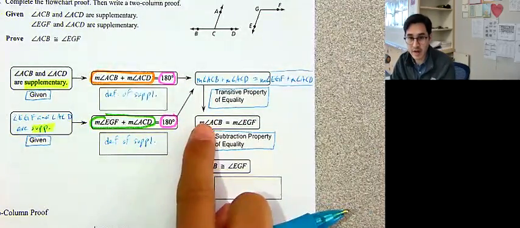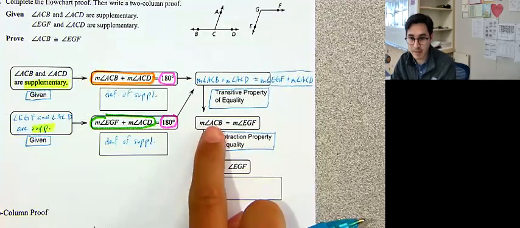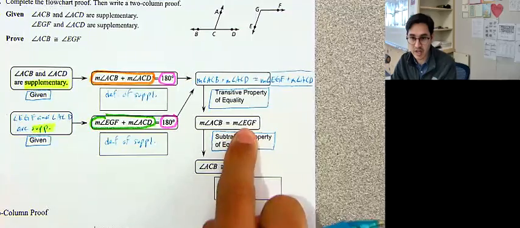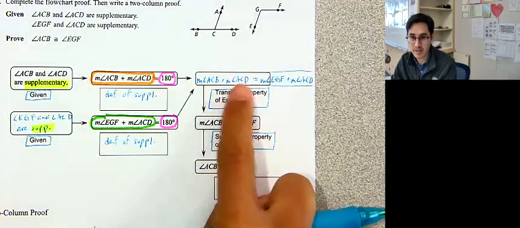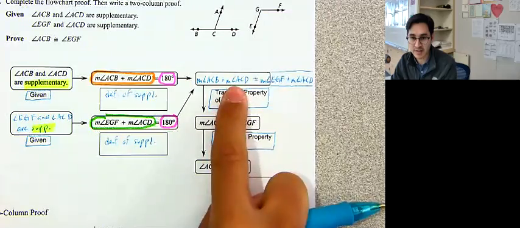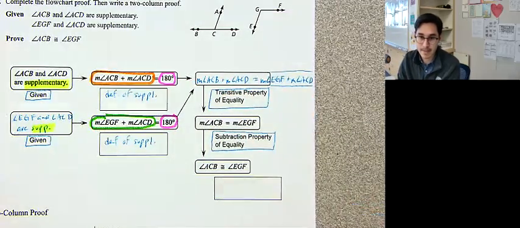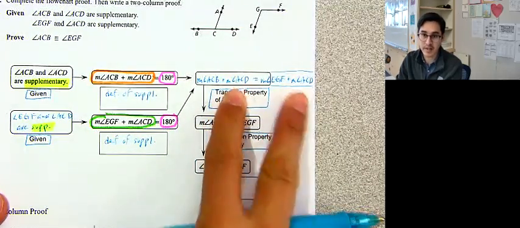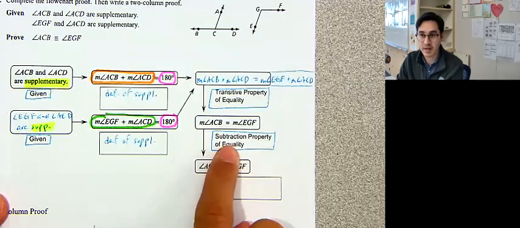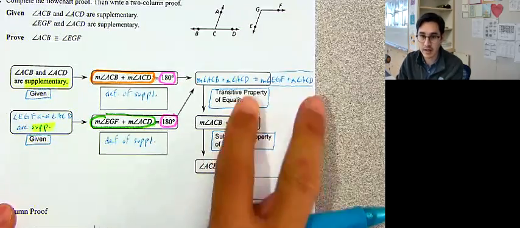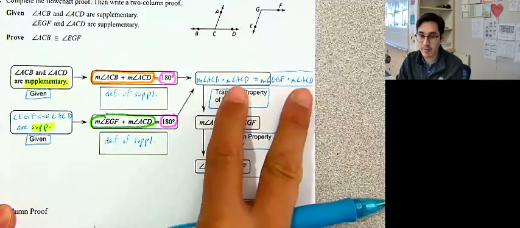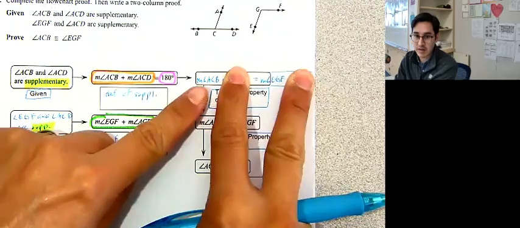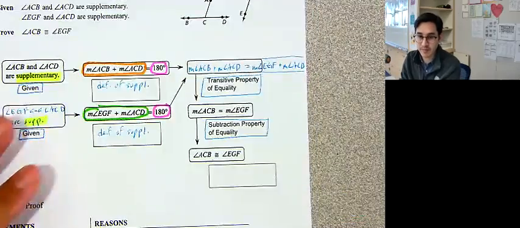If we follow the arrows, the next thing is that we just have the measure of angle ACB, which we see here, is equal to the measure of angle EGF, which we see here. And so we've lost these two angles, right? Measure of ACD and then measure of ACD. Well, that makes sense because we have the same thing on both sides. We can subtract it away from both sides to remove it. And that's what we see here as the reason, subtraction property. So this term was subtracted from both sides, so that all we had left was this angle on the left and that angle on the right.